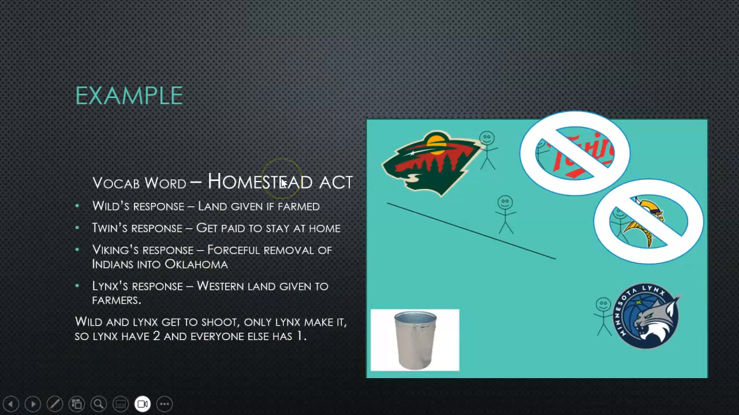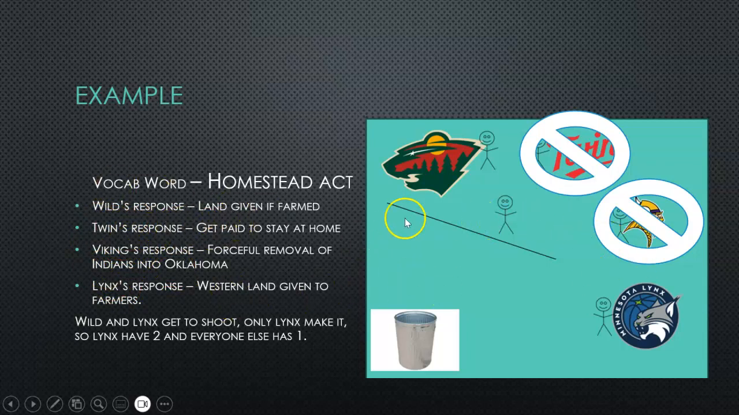Then I use a tier 3 word for the next example, and that's the Homestead Act. The Wild say land given if farmed. The Twins' response is to get paid to stay at home. The Vikings' response is forcible removal of Indians in Oklahoma, and the Lynx response is Western land given to farmers. I would say the Wild and Lynx got this right. The Vikings used a different vocab word, and the Twins were nowhere close.